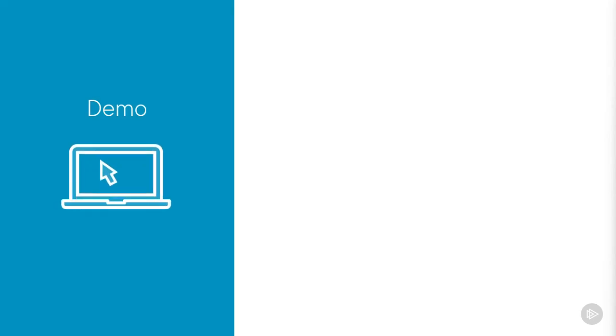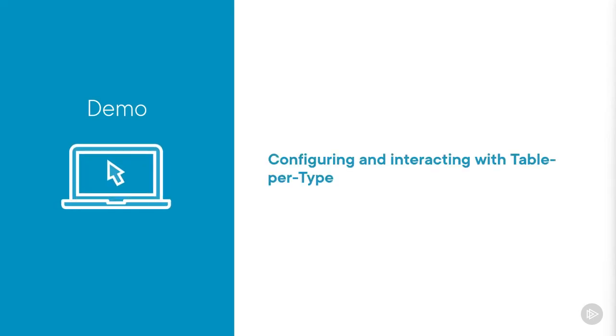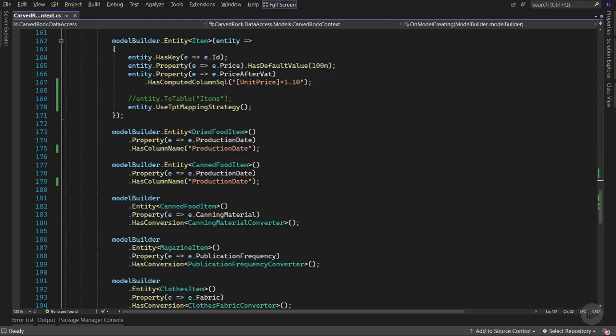In this demo, we'll take a look at how we can configure and interact with the table per type strategy. We're now back inside Visual Studio, and we're looking at the CardLog database context where we are configuring the item entity. With table per hierarchy, we didn't need to do anything explicit in order for EF Core to use it as our mapping strategy. With table per type, however, we need to specify for each entity that we want to map that it must have a table defined for it.